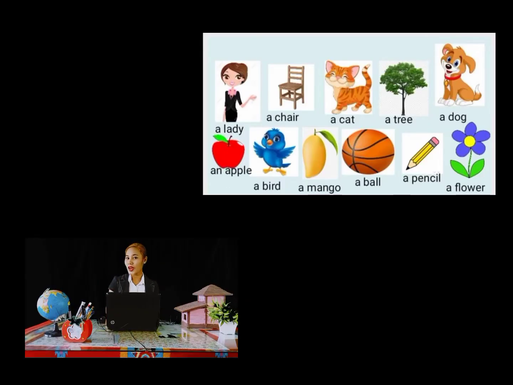Now, I want you to observe these given pictures. Now, who can describe these given pictures? Correct! It's a picture of a lady, a chair, a cat, a tree, a dog, an apple, a bird, a mango, a ball, a pencil, and a flower. Class, are these words singular or plural? Did you say singular? Correct, it is singular. Why do you say so? Yes, because singular noun refers to one thing.